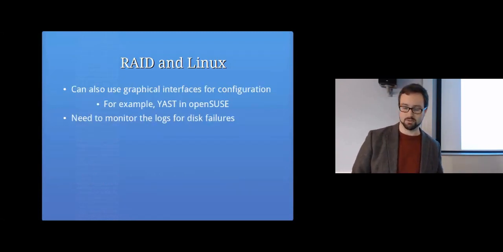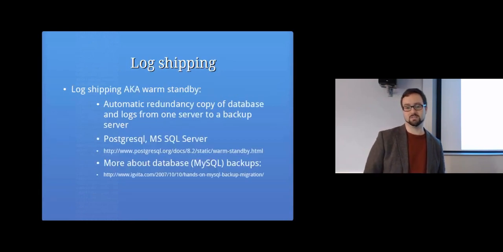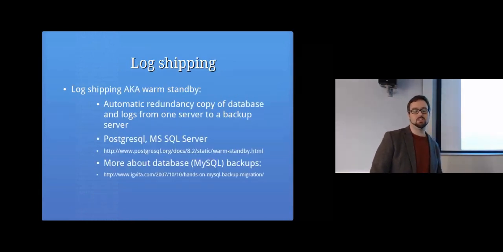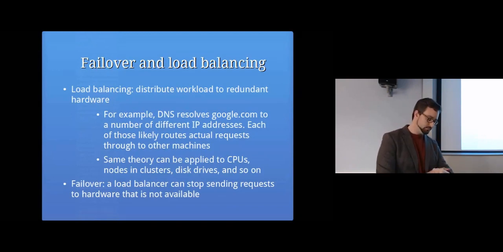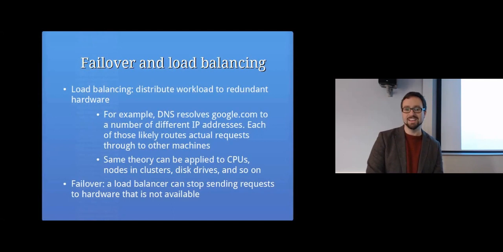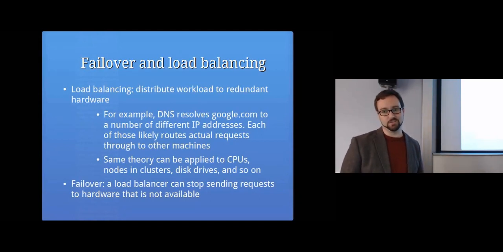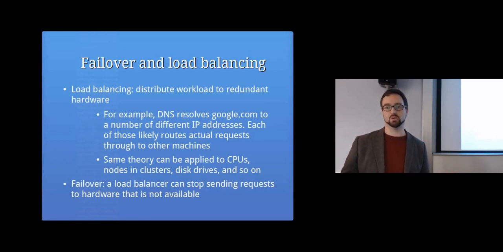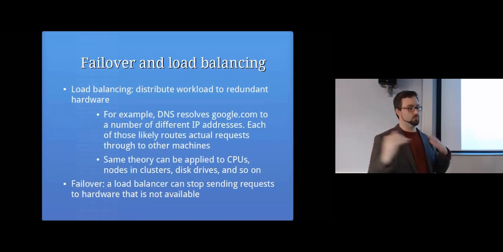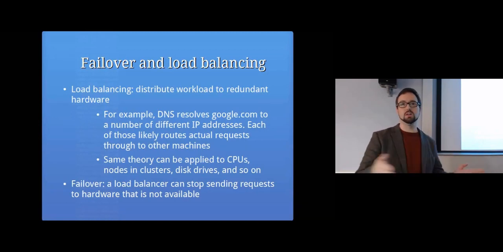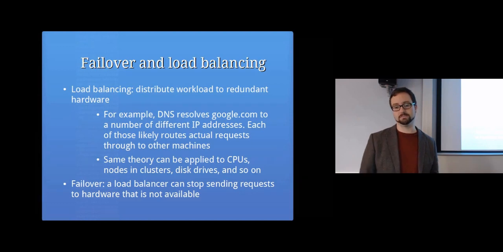So, graphical interfaces. You do need to monitor logs for disk failures. And you can use log shipping, which is like a warm standby where you make copies of databases to a backup server. Load balancing. I hope I get time to mention the cloud stuff. Load balancing is where you distribute workload across multiple devices or computers. For example, with DNS you might have a number of different IP addresses that point to Google. When you go to Google, you get one of those IP addresses and use it, but they could each be pointing to separate load balancers or servers.